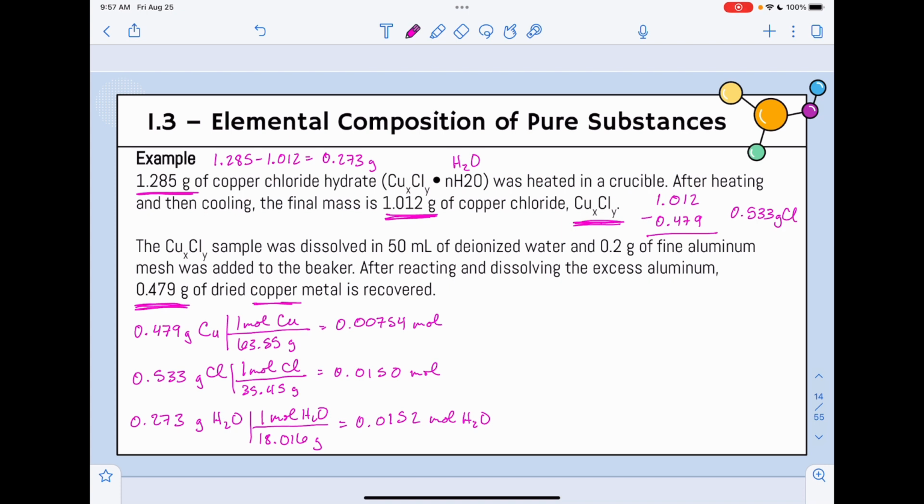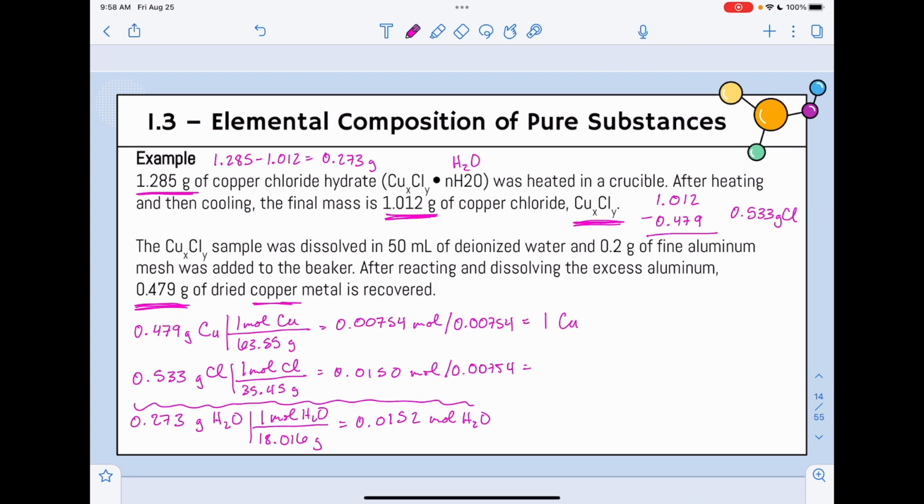I'm going to draw a little squiggly line here to separate those two. If I'm looking at the ratio between these two, I'm going to divide by whichever one is smaller. Looking at 0.00754 and 0.0150, my smaller one is my copper. So I'm going to divide both of these numbers by 0.00754, and this comes out to be 1 copper.